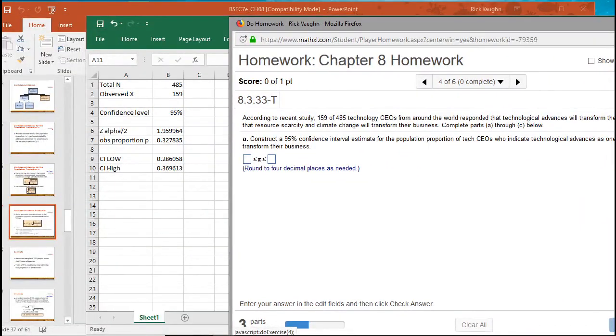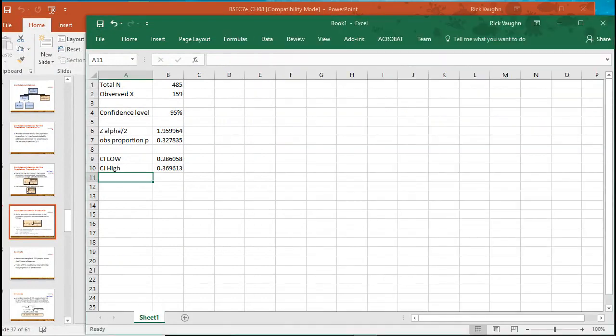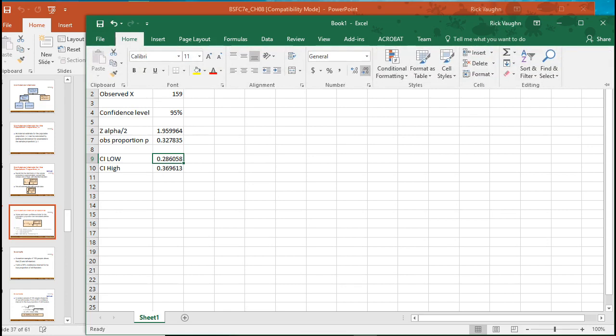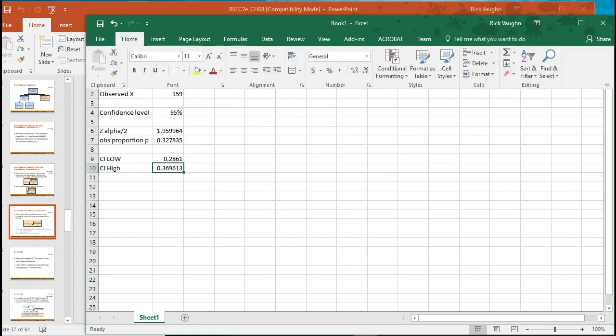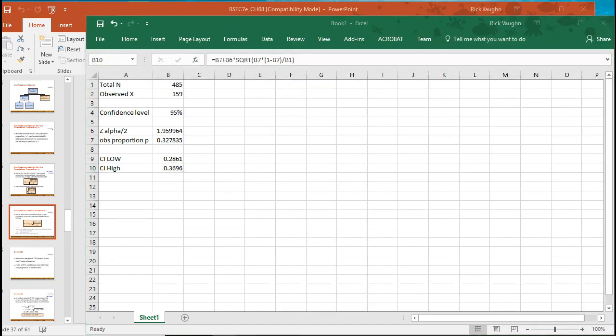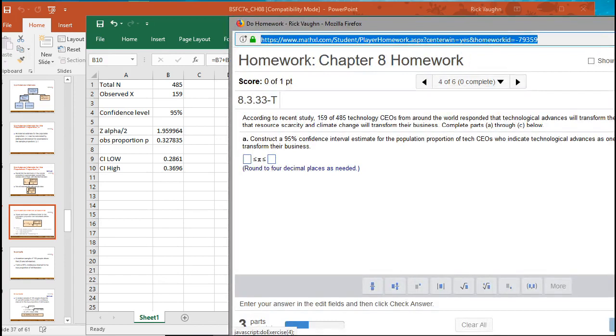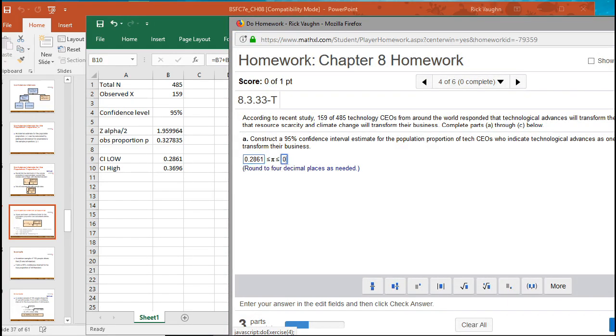So on the low end, I have round to 4 decimal places. Okay, we'll make Excel do that for us. 0.2861. And 0.3696.